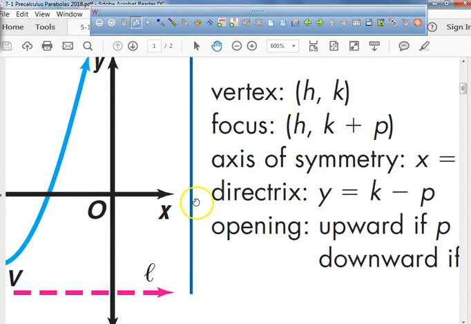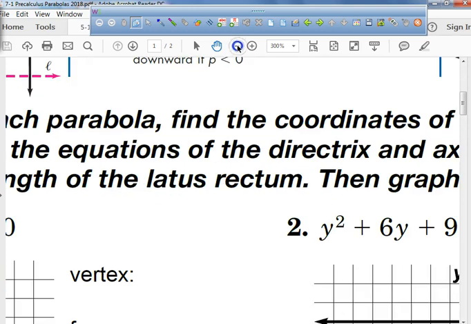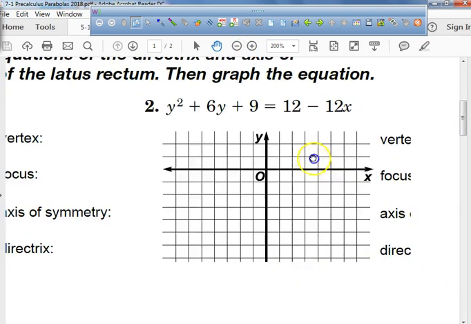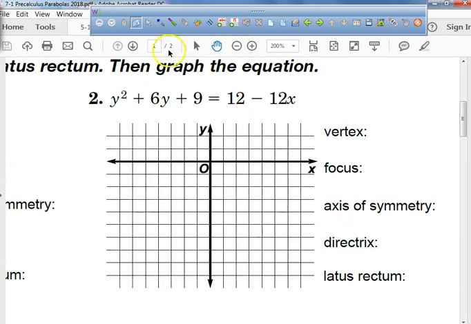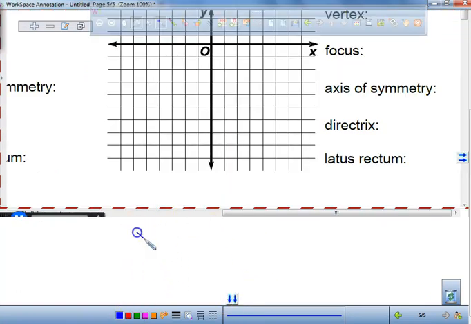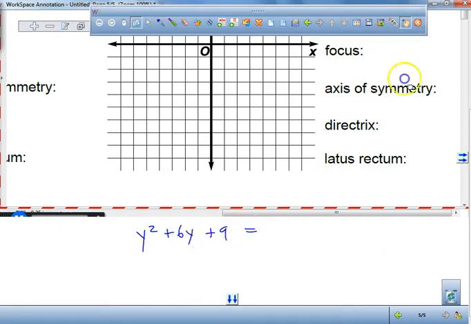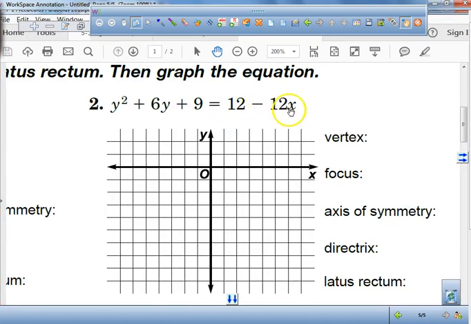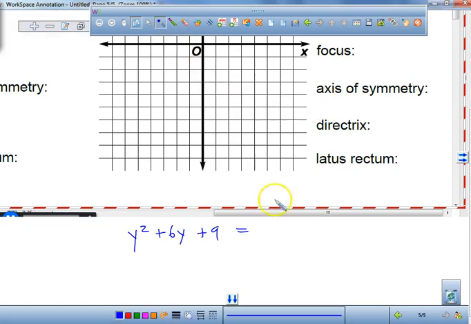Now we're going to go ahead and look at problem number 2. Zoomed in there a little too close. Okay. So in problem number 2, we have y squared plus 6y plus 9 equals, you see where it says 12 minus 12x? I'm going to rearrange it. I'm going to put negative 12x plus 12.